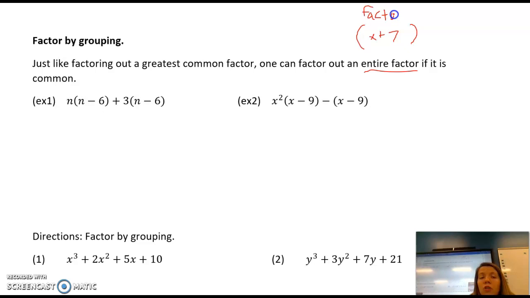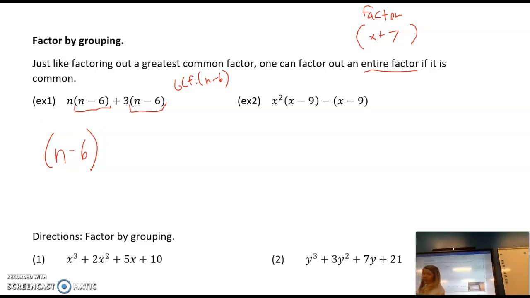Okay. So if we take a look at example 1, we have n times n minus 6 plus 3 times n minus 6. So we want to factor by grouping. And right away, I see that the common factor is n minus 6. So our GCF is n minus 6. So what I'm going to do is factor out the n minus 6 first. When you factor it out, you then have your second parentheses.